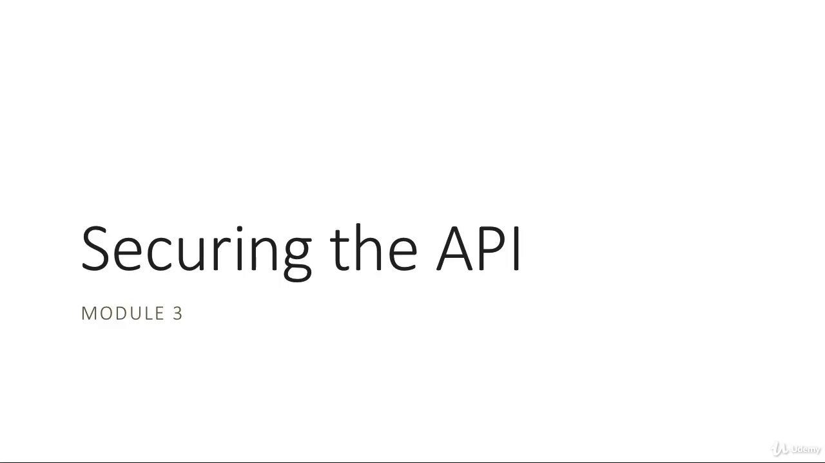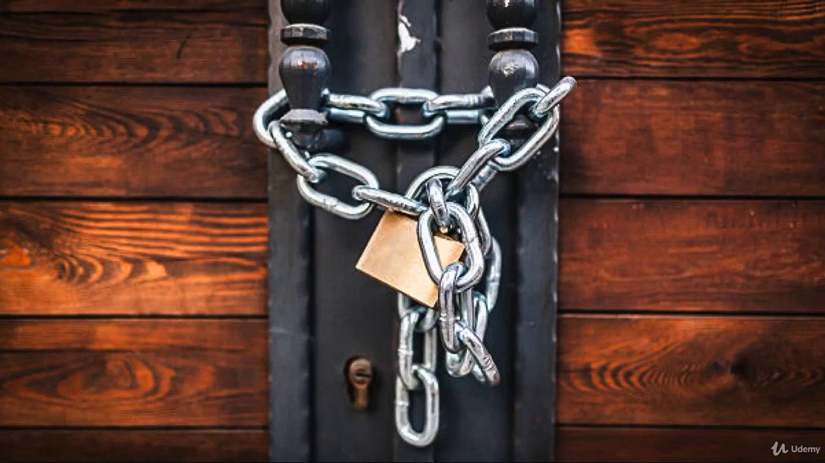So welcome to Module 3, and in this module we're going to look at securing our API. Now you might be thinking, well, it's quite early to be securing something at the moment. After all, all we've got in our database is just a values table that's got no information in it that's worth securing. So why do we want to lock it down at this early stage?